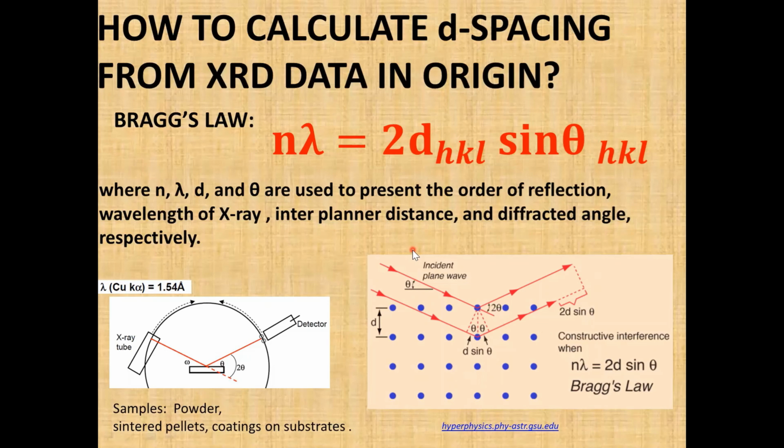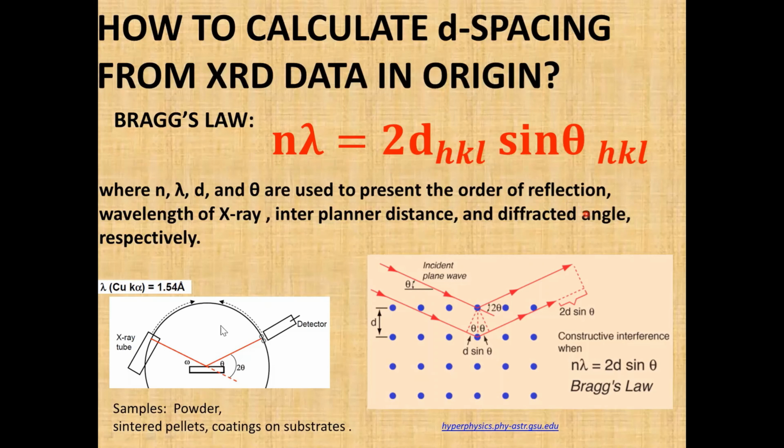Hello students, in this lecture, I want to show you how to calculate d-spacing from XRD data by using the Origin software. Here is Bragg's law. According to Bragg's law, n lambda equals 2d sine theta, where n represents the order of reflection, lambda is the wavelength of the X-ray used, d represents the d-spacing, also called interplanar distance, and theta is the diffracted angle.